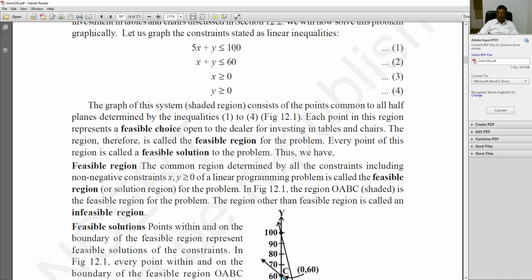So you can take 5x plus y less than or equal to 100 as equation 1. x plus y less than or equal to 60 is equation 2. x greater than or equal to 0 is equation 3, and y greater than or equal to 0 is equation 4. So you have four inequations.